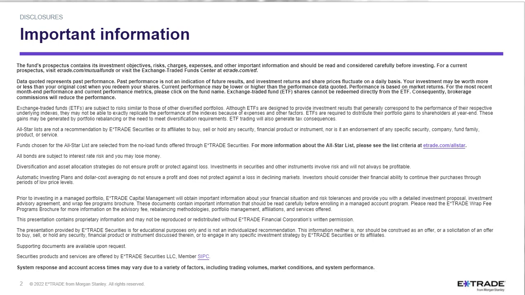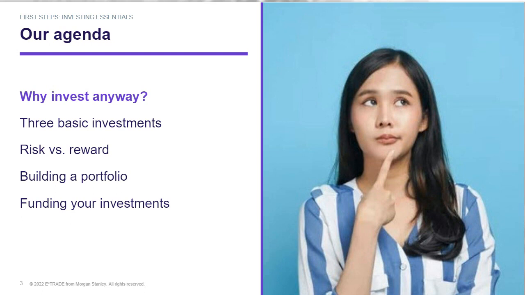All right, so let's talk about investing. And I want to sort of lay this out in 5 different steps. And the first question is why? Why should I invest? Then we'll talk about the building blocks of the kinds of investments that we'll see out there. We'll do a little dive into risk versus reward. We'll talk about building a portfolio, and then we'll finish out with the most important first step, and that is the process of funding your investments, getting money into a brokerage account and getting it working.